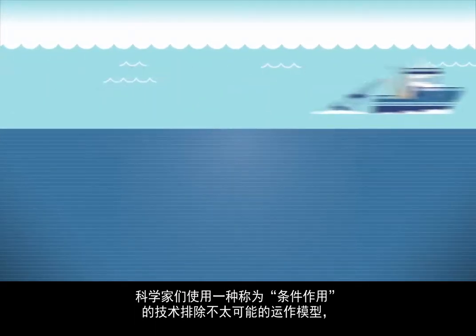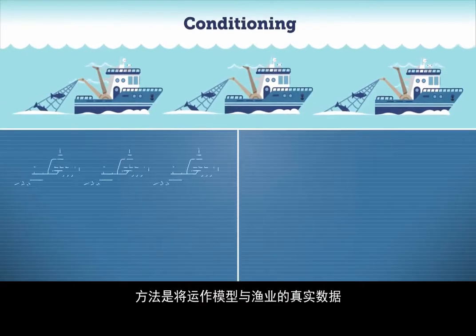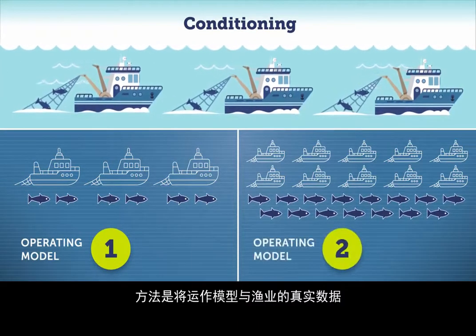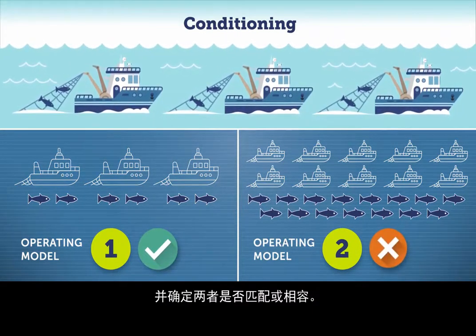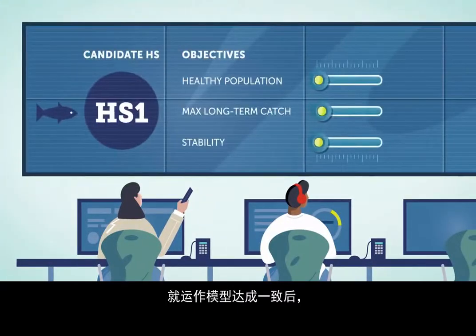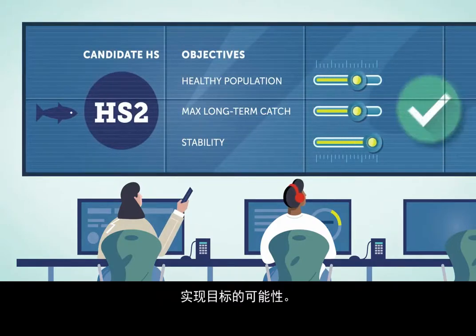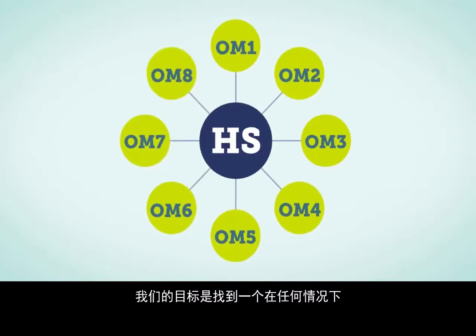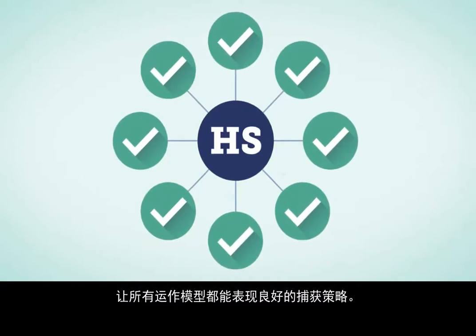Scientists eliminate unlikely operating model scenarios using a technique called conditioning, which compares the operating models to available real-world data from the fishery, such as catch per unit effort data, and determines whether the two fit or are compatible. Once operating models are agreed, scientists can test the likelihood that various candidate harvest strategies will achieve the objectives. The goal is to find a harvest strategy that performs well in all scenarios, that is, in all operating models.